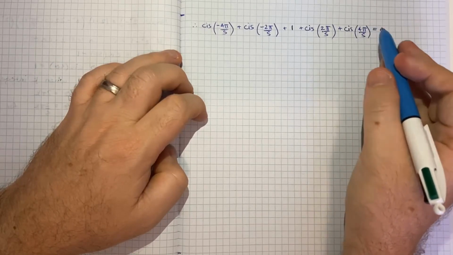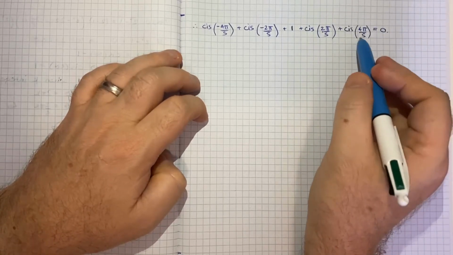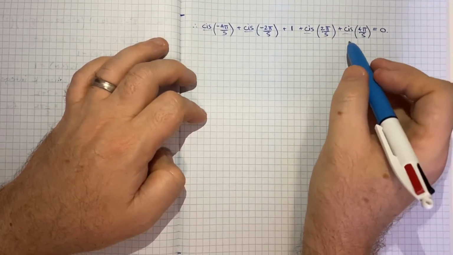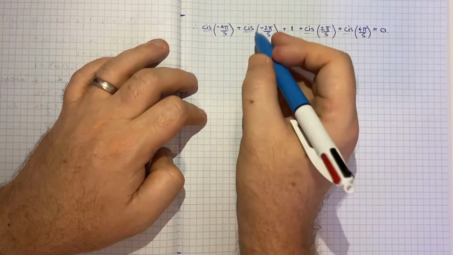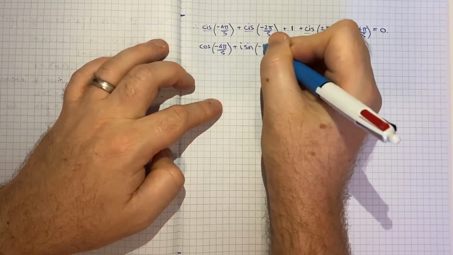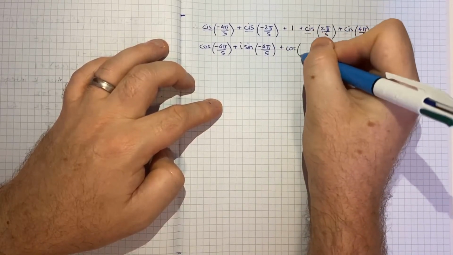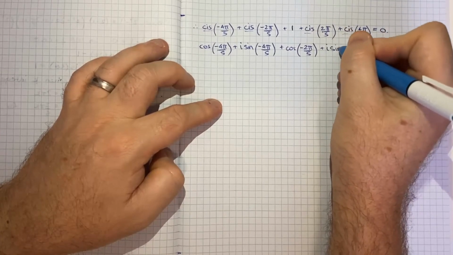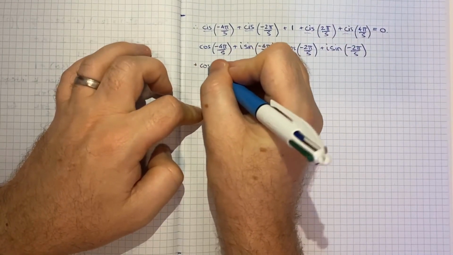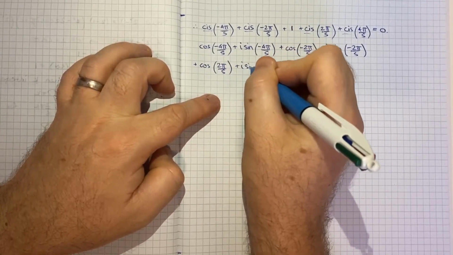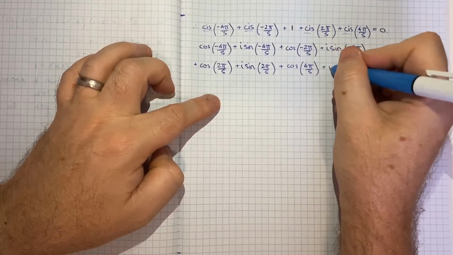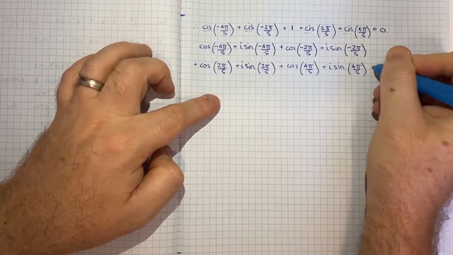So, doing a bit of rearranging, maybe what I'll do is expand each of these cis into the cos plus i sine theta and see what we can do there. I'll bring the 1 over eventually, so we'll have cos negative 4 pi on 5 plus i sine negative 4 pi on 5 plus cos negative 2 pi on 5 plus i sine negative 2 pi on 5. I'll leave the 1 for now because I'm going to move it over. Then we'll get plus cos 2 pi on 5 plus i sine 2 pi on 5 plus cos 4 pi on 5 plus i sine 4 pi on 5. That's all going to be equal to negative 1.